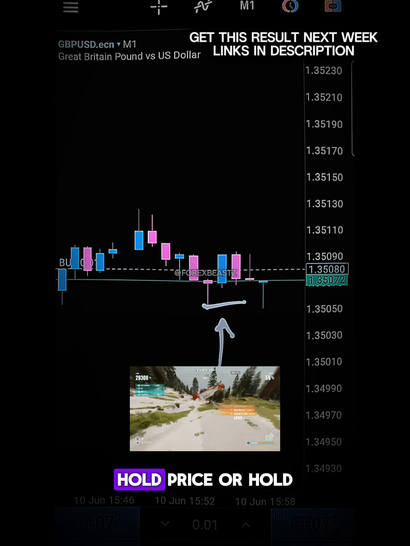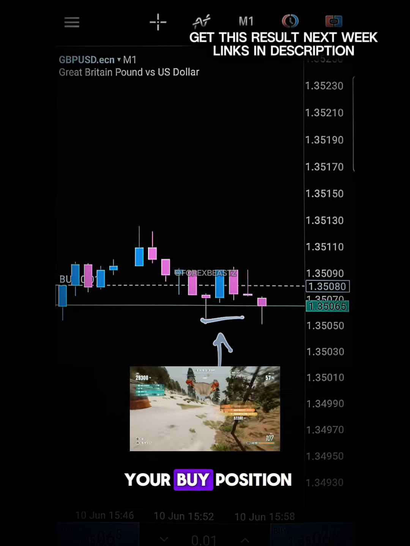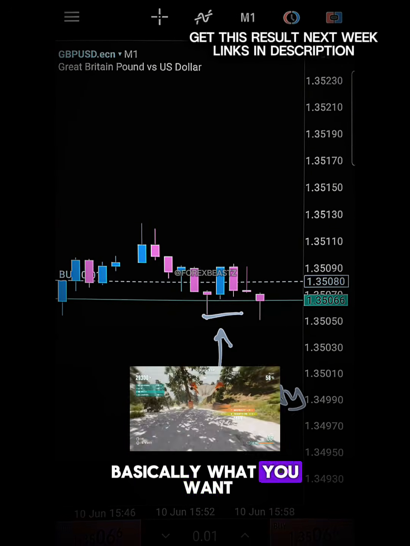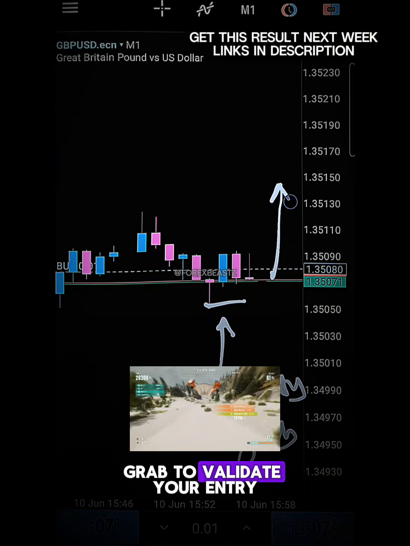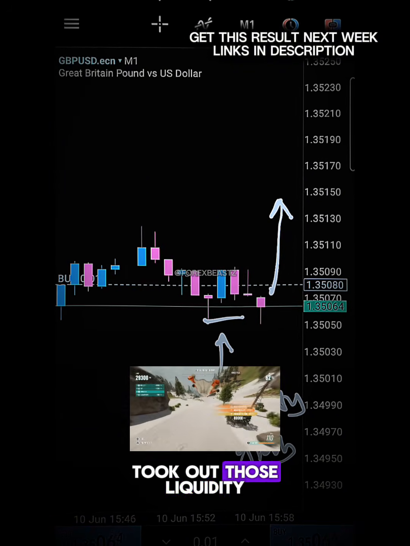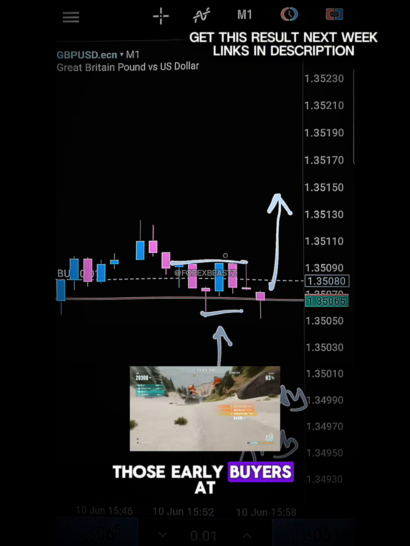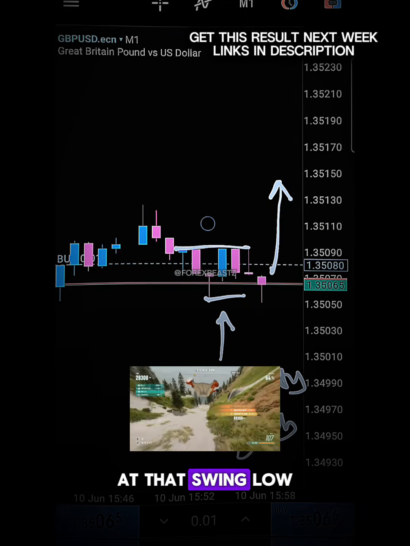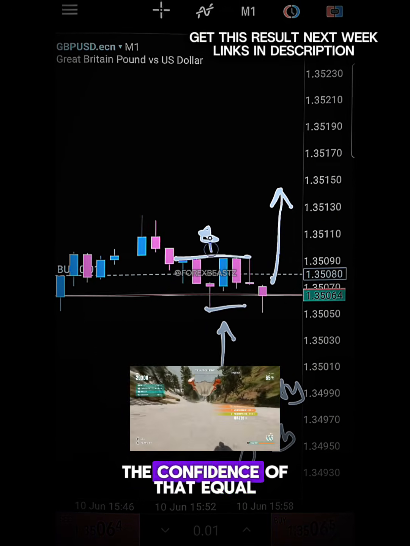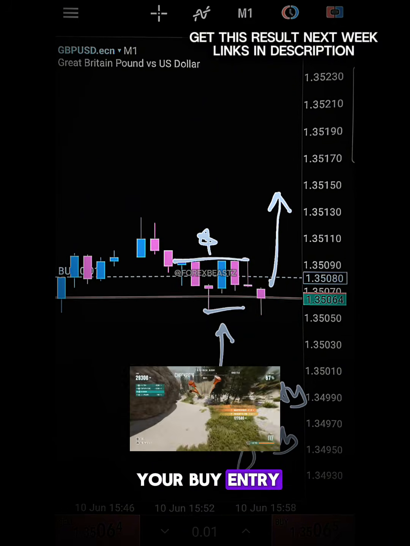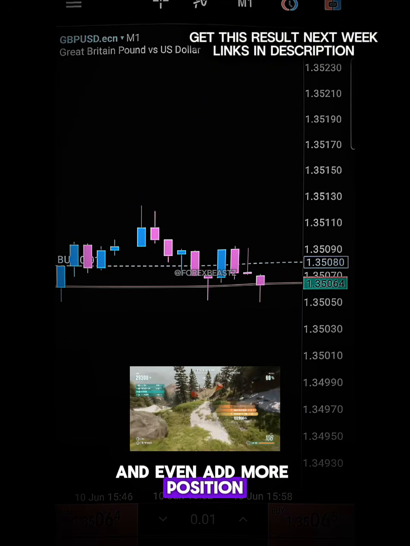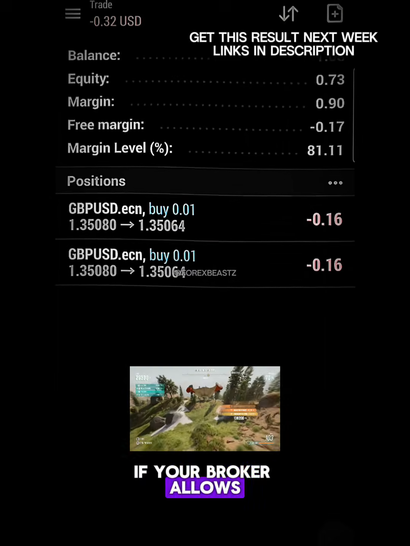And then if we go to the 1 minute time frame, how do you get entries to hold price or hold your buy position? Basically, what you want to do is either use the liquidity graph to validate your entry. You can see price took out those liquidity, those early buyers at that swing low. Or you can use the confluence of that equal high liquidity at the top there as more confluence for your buy entry, and even add more position if your broker allows you to do so.